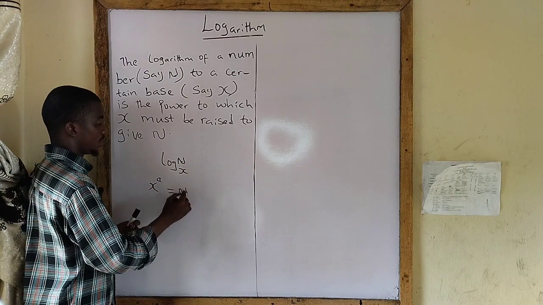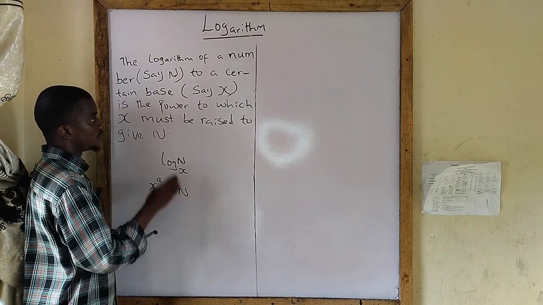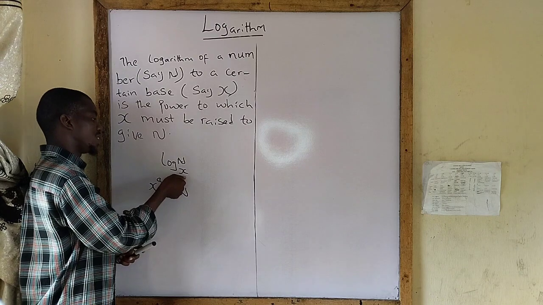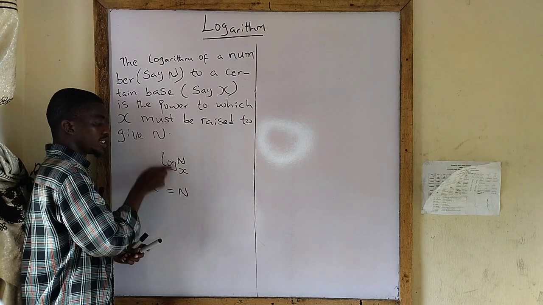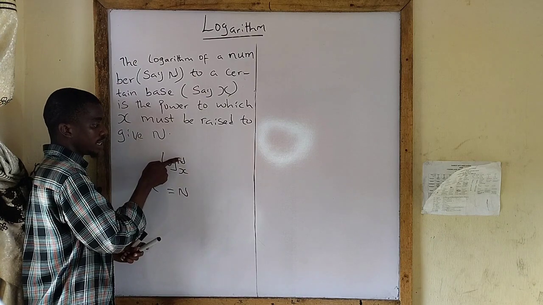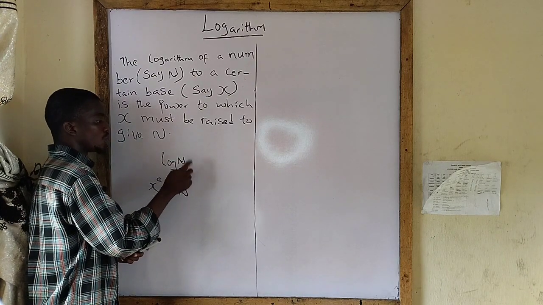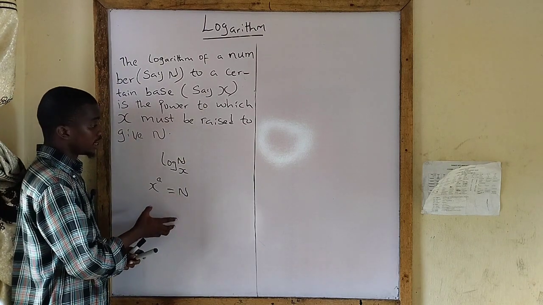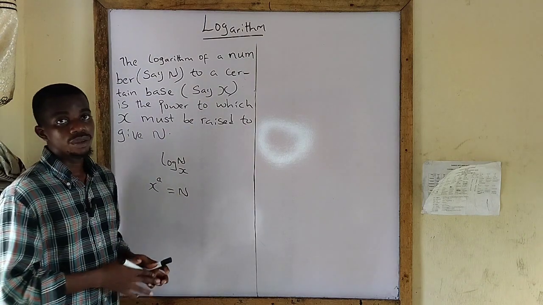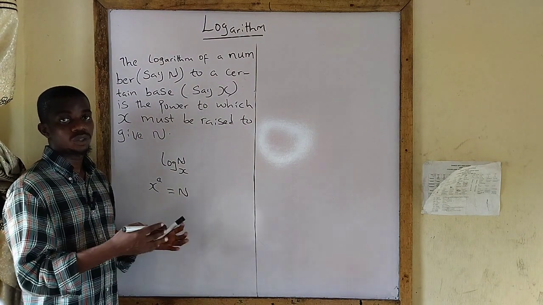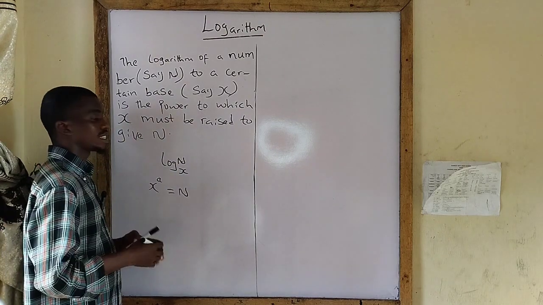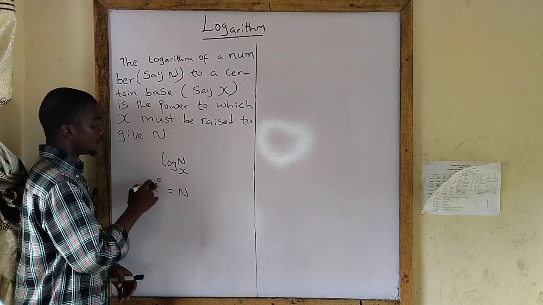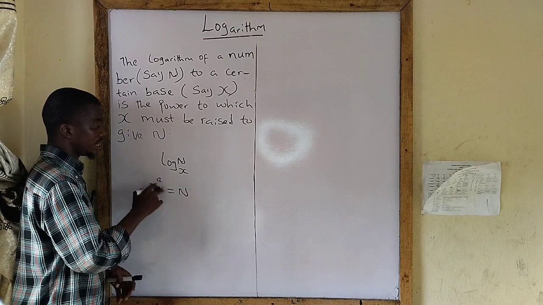This will be the equation form, because it is the power which x must be raised to obtain n. The base is x, and n is the number. This is the power which the base will be raised to obtain n. This is the equation form, or exponential form, because every logarithmic form has an exponential form. So x to the power a equals n is the exponential form.